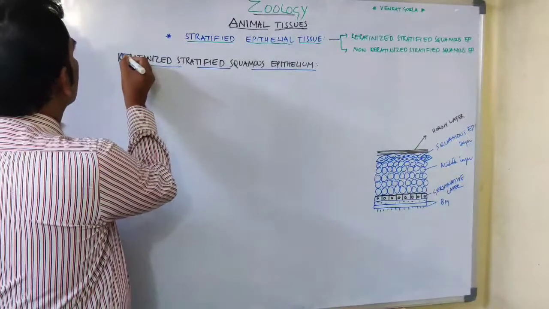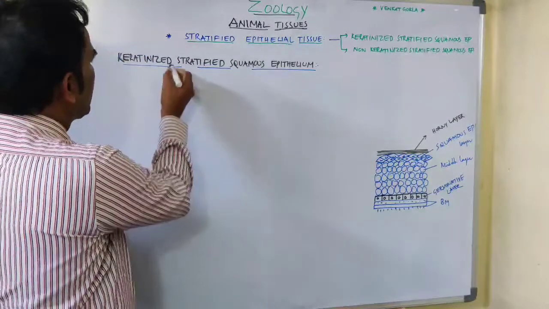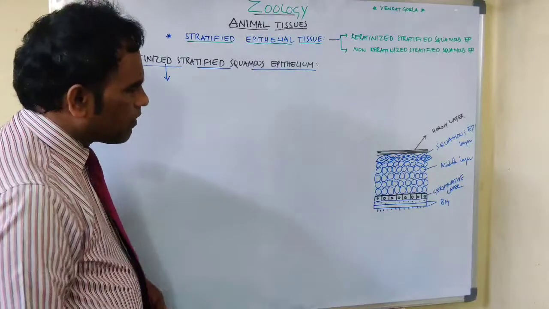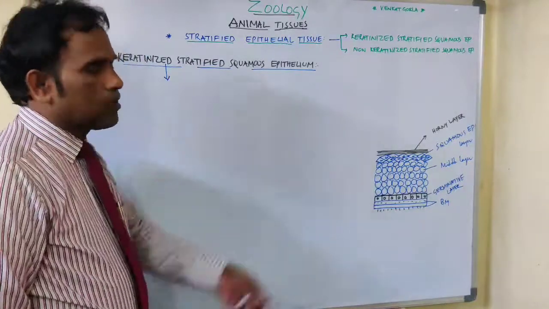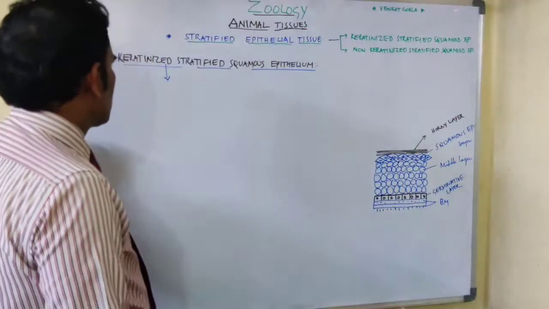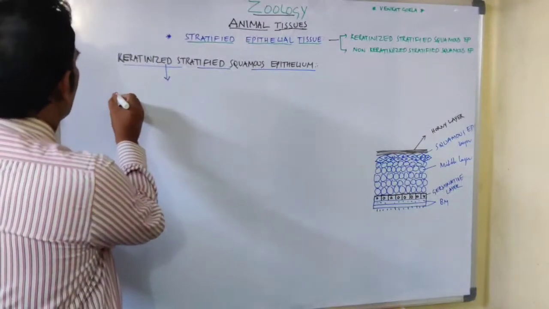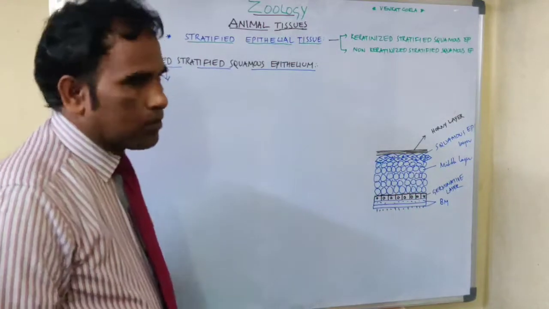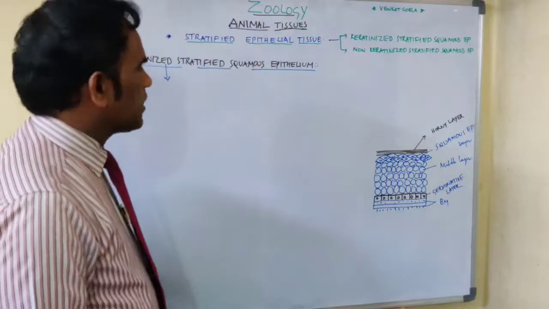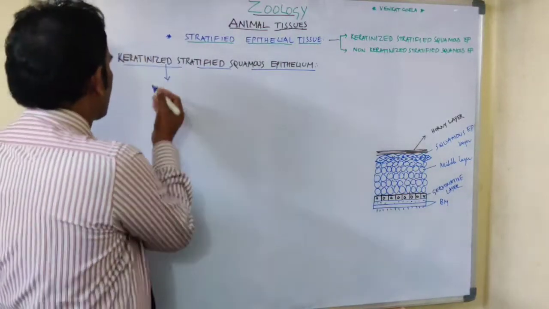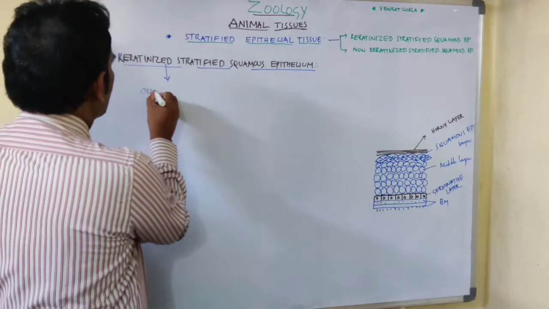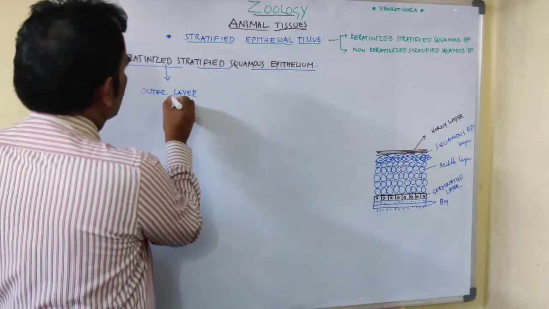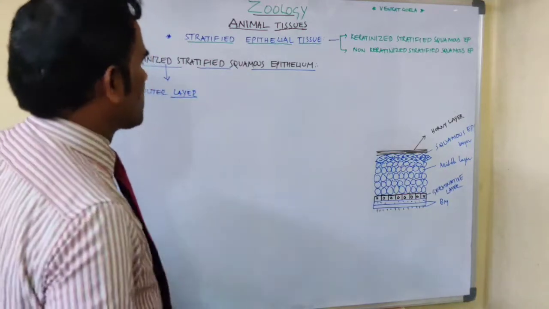Stratified epithelium, keratinized. Here the keratinized stratified squamous epithelium is more or less similar to this epithelium. Here in this case, what happened? The outer layers of this keratinized stratified squamous epithelium have the same characteristics, like keratin.